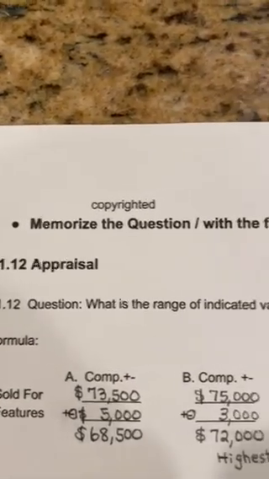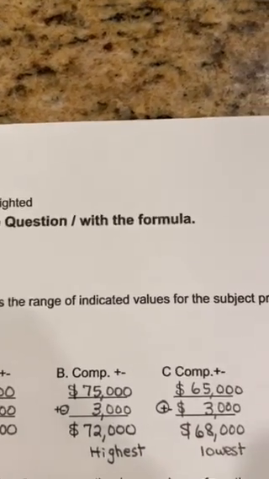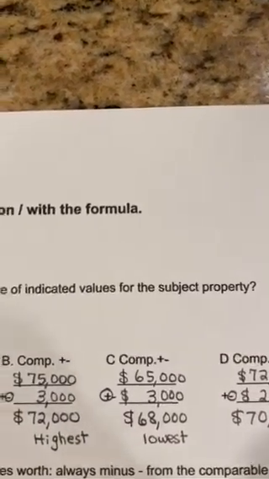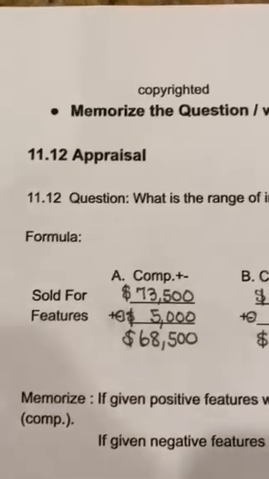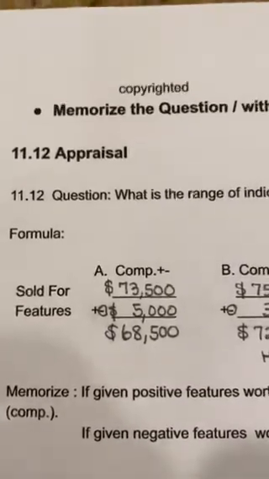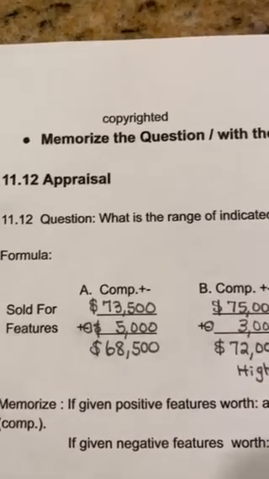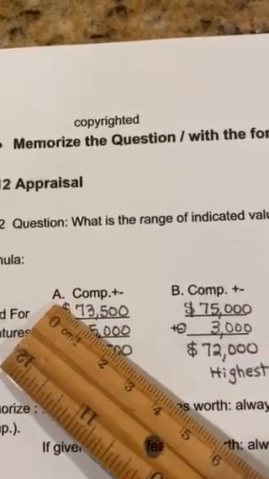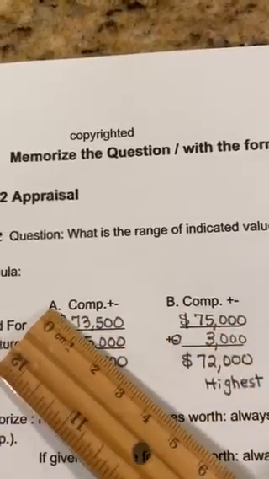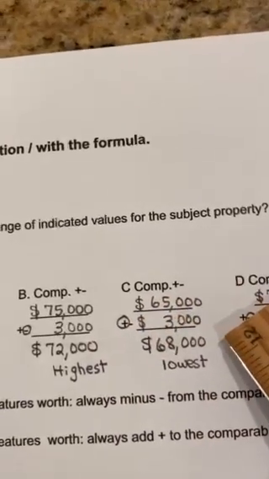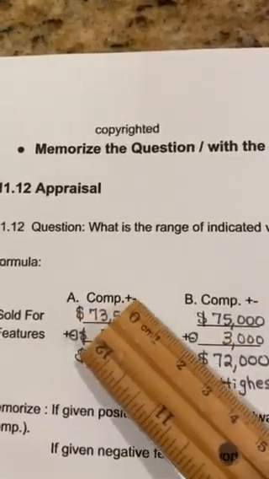The question: what is the range of indicated values for the subject property? And the formula. First, you would put your letters for 4 comps: A, B, C, and D, and write comp plus and minus with each one.